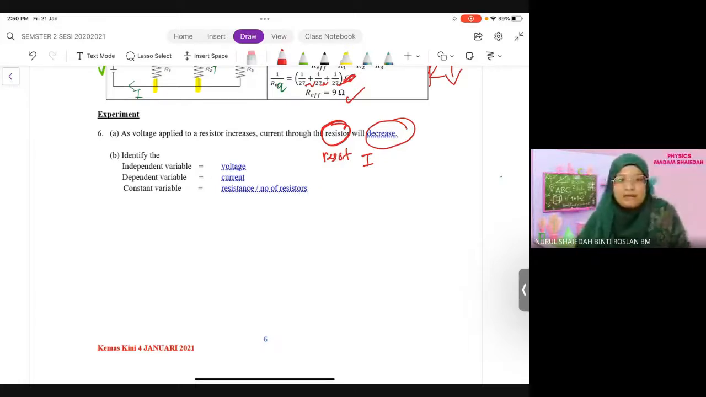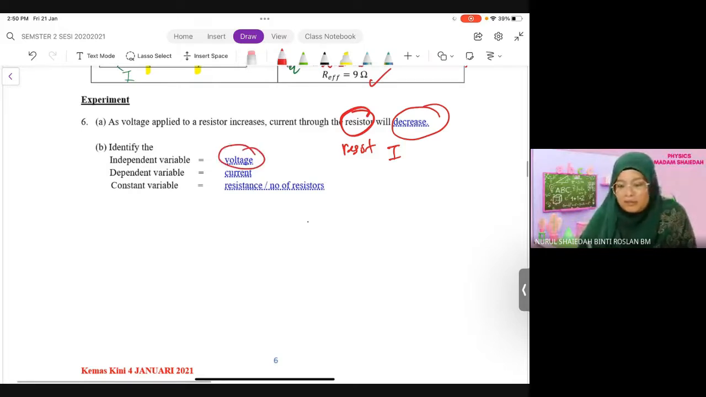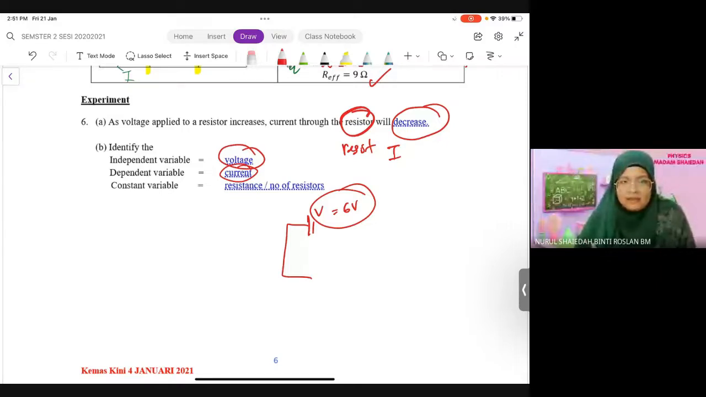Getting less and less. Okay, identify the independent variable. The one that you change. The independent variable is the voltage, you do not change it, because for the power supply, if you look at the experiment earlier, say you use 6 volts, you will always use 6 volts. Okay, the dependent variable is the current, because the current will change according to the number of resistors you use. And the constant variable is the resistance: the resistor we use in parallel, that one resistor of 27 ohm, is constant. That is the constant variable there.